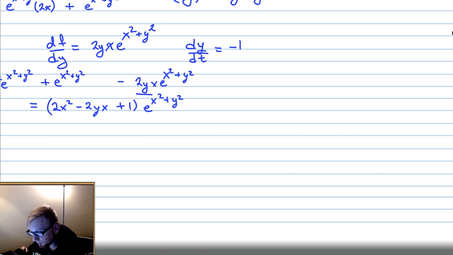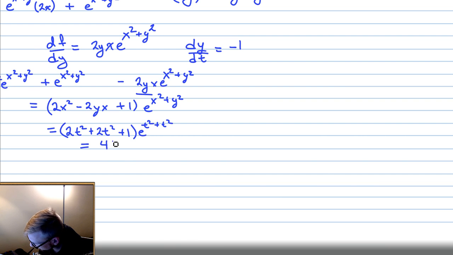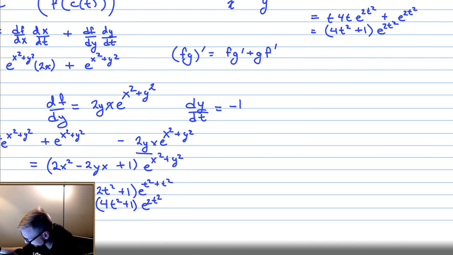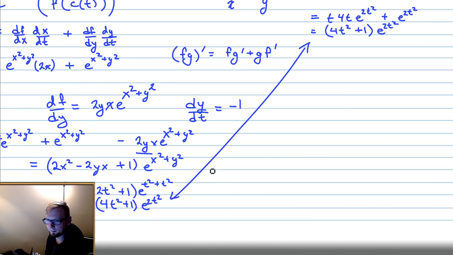Now wherever there's an x, we plug in t, and wherever there's a y, we plug in negative t. So we've got 2t squared minus, well, there's a negative in this, so y makes this negative, so this is positive. 2t squared plus 1 e to the t squared plus t squared. Oh, look at this. You add those together, you got 4t squared plus 1 acting on e to the 2t squared. They are the same. Oh yeah.